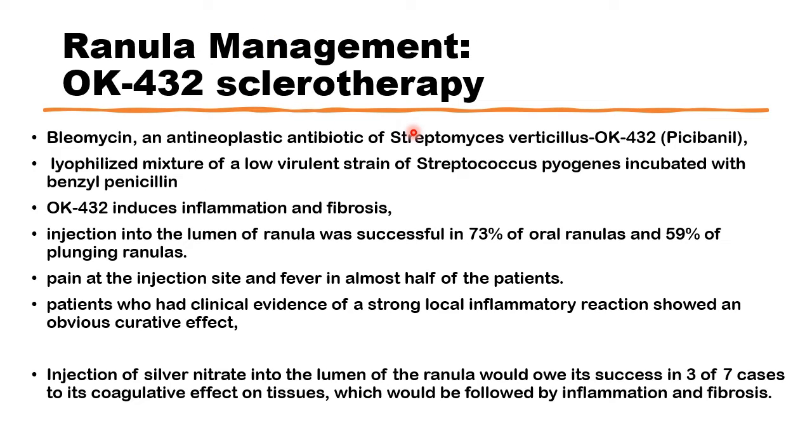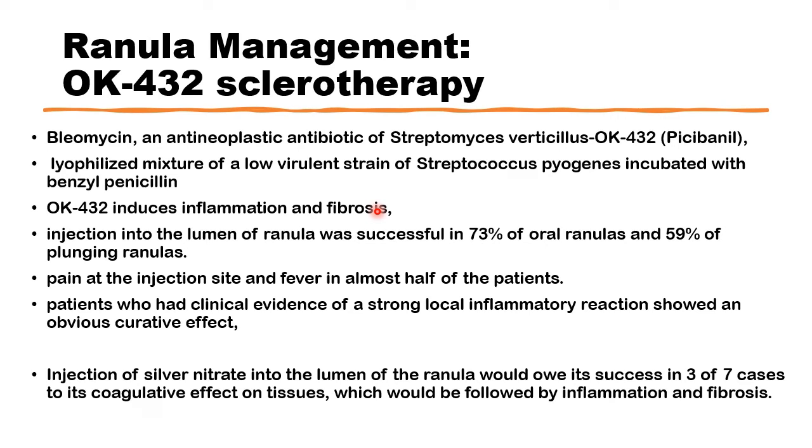Sclerotherapy was tried in the management of ranulas, much like it was tried in the management of mucoceles in the lower lip or in the oral cavity. It was the OK-432 agent, a sclerosing agent, which is more widely used. It's an anti-neoplastic antibiotic of streptococcal origin, used as a lyophilized mixture of low virulence Streptococcus pyogenes with benzyl penicillin, and then it's injected into the ranula itself. It would induce an inflammatory process and consequently fibrosis.